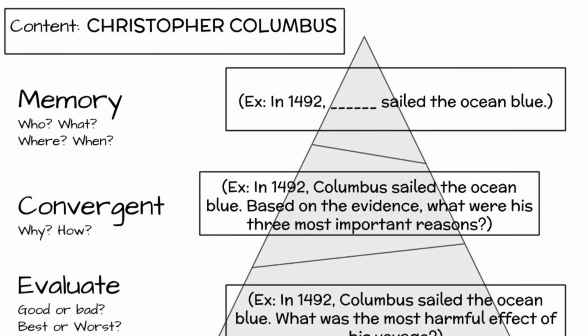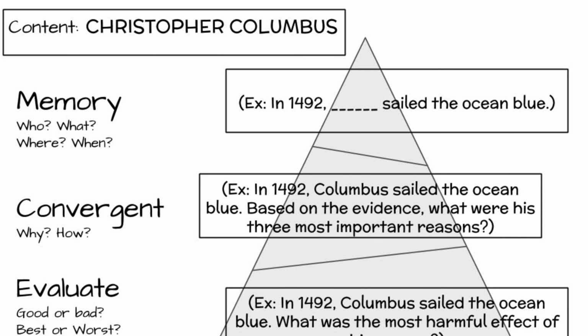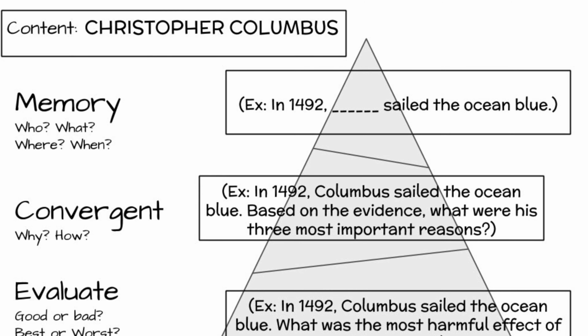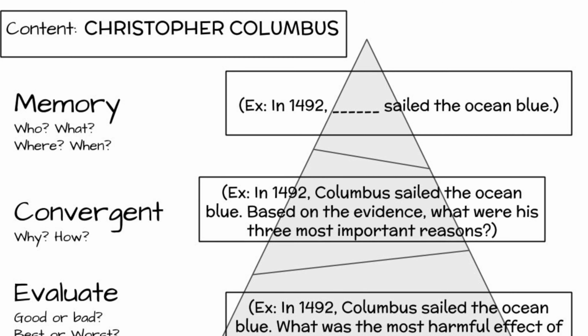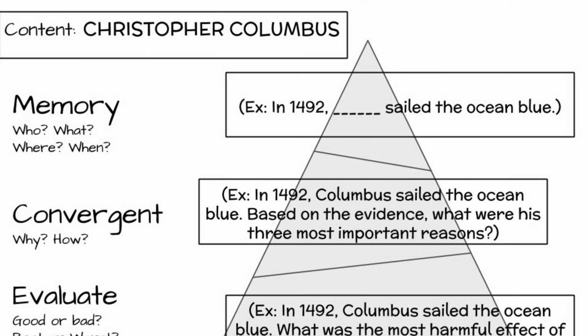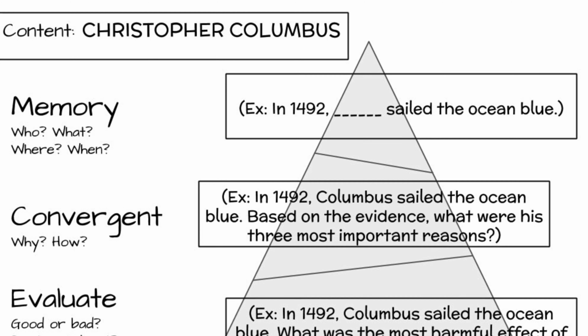Using our Columbus example, we start in the memory section. These questions are the who, what, when, where type questions. They are essential to building on schema in order to get students to a place to answer the more divergent questions. Students can usually answer these questions based on text provided or lecture.